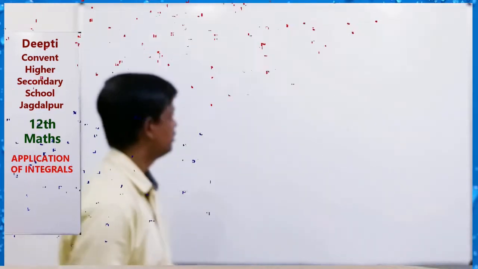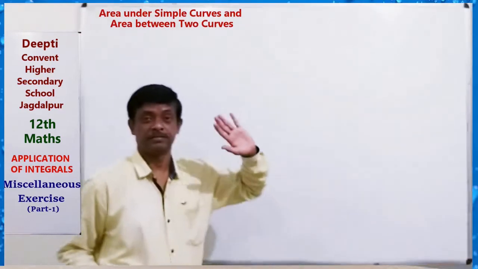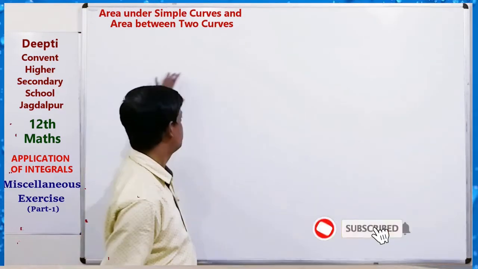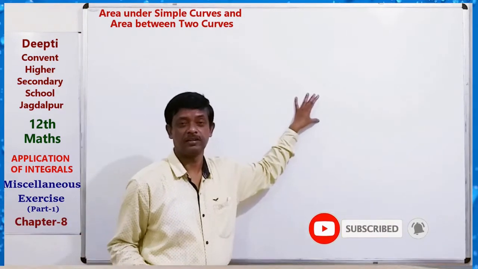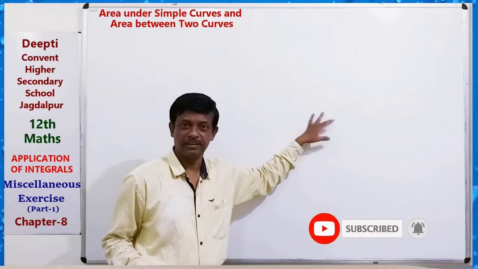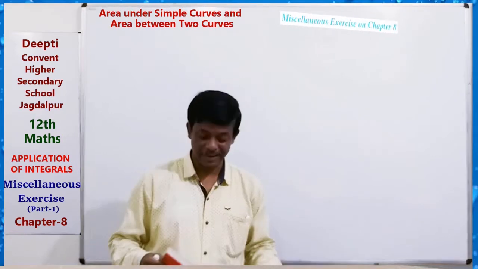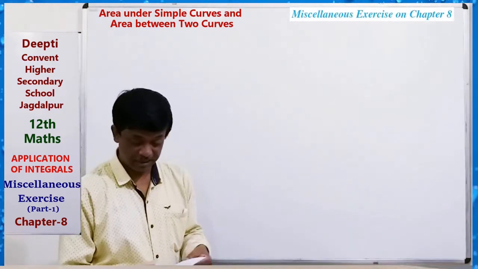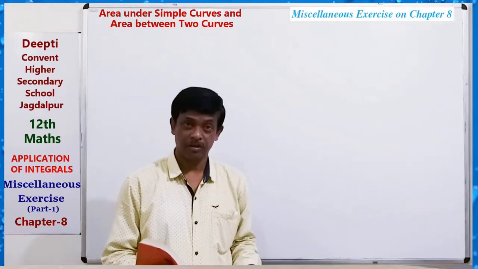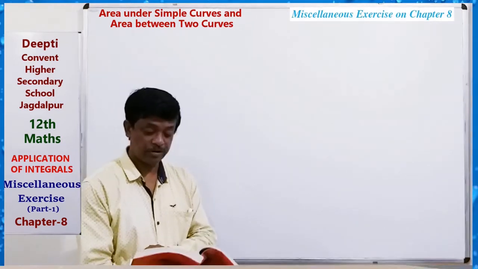Okay, so taking questions one by one, I will discuss the complete solution up to the formula, and you have to integrate that. These are very important questions. Also, this is the miscellaneous exercise on chapter 8, so you have to do it completely in your copy and send it to me for your attendance.